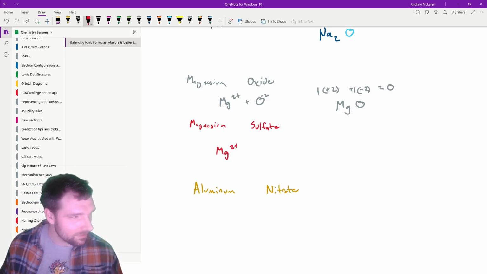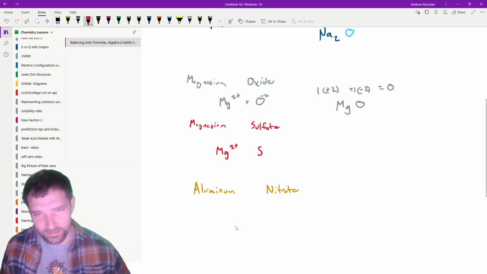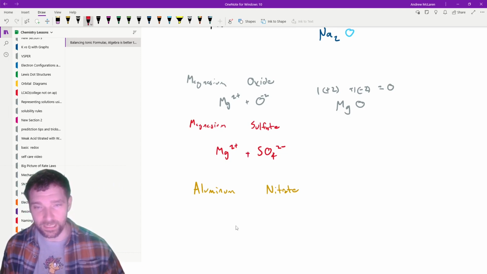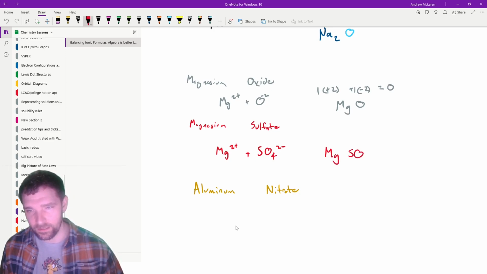Did I pick the right one for this? I think I did. Then let me just double check. Yes, I did. So sulfate is SO4 2 minus. So when you put those two together, it's just a magnesium with 1 sulfate.